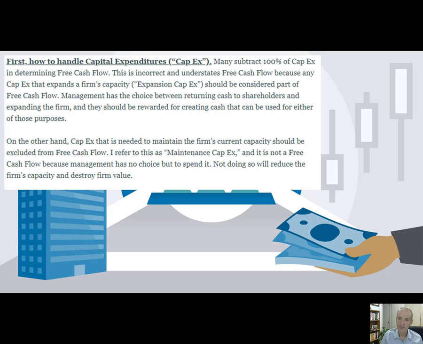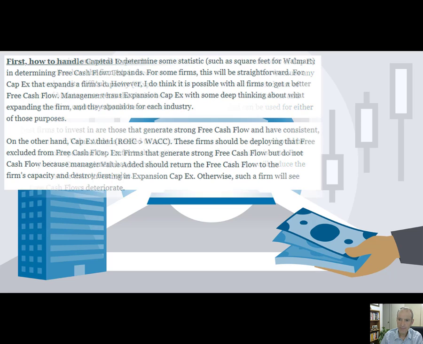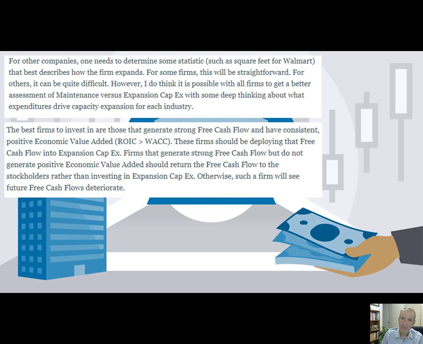For other firms, that's really difficult to do because a lot of firms, like a Google or a Facebook, don't build stores. They don't have square feet. For them, the number of employees is probably the most important thing. So it's a tough thing to look at. You'd have to really just sit down and try to get into detail exactly what their CapEx is. For some companies, like Walmart, it's easy. For other companies, it's a lot more difficult. But bottom line, this is critically important. It's frustrating because it's difficult to measure.